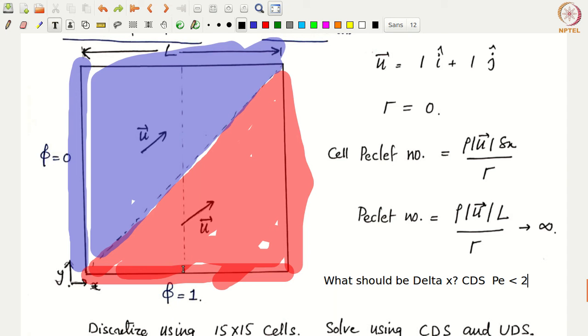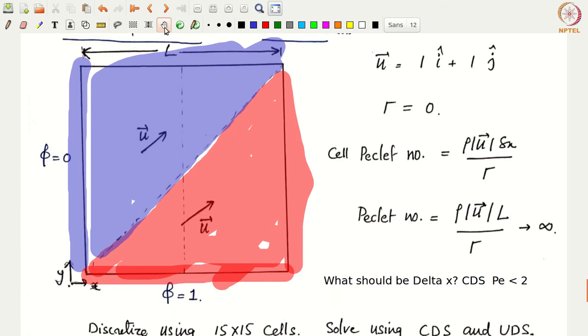So let's say if I were to travel along this vertical line, I go from y equals 0 to y equal to L, what will the solution phi look like? So phi would be equal to 1 from 0 to L by 2, and from L by 2 to L, phi would be equal to 0. So essentially we see a step function with 1 here and 0 here. That would be the exact solution that is expected from this problem.